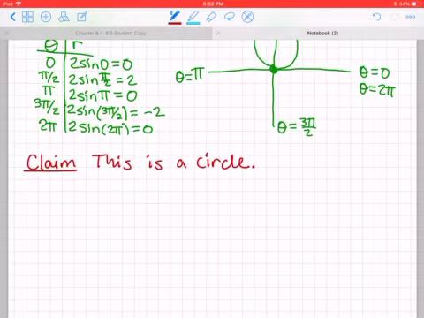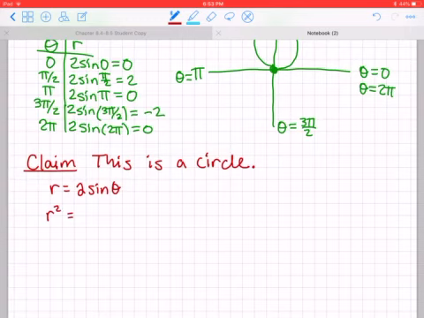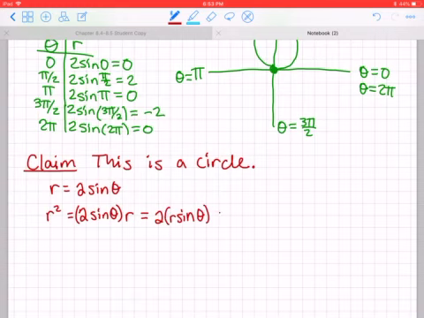All right, so this is the function that we were given, r equals 2 sine theta. Let's look at r squared. I'm going to do this kind of silly. I'm going to have 2 sine theta, that's 1 r, and then just times r. So I'm going to write it like this, 2r sine theta. However, this r sine theta equals y.